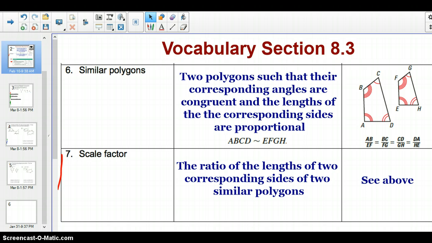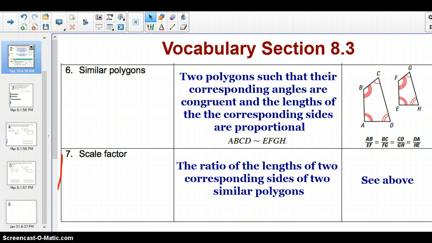Okay, we're going to talk briefly today about similar polygons. Now, we talked a little bit about this on Friday, and I think you've heard of this before, so it should be pretty easy. So similar polygons, you can write this in your vocab if you have it out, are two polygons such that their corresponding angles are congruent and the lengths of the corresponding sides are proportional.